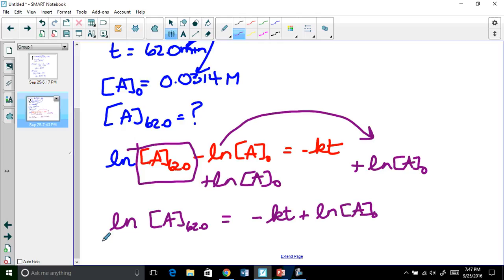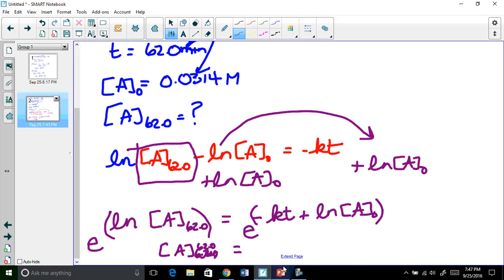What's the only thing in all of math that undoes a logarithm base e? It's an exponential base e. So because e to the ln, this is going to give us the concentration at 62 minutes. Sorry, I wrote 6.2. 62 minutes is, and if you take an exponential base e on this side, you have to do it here.